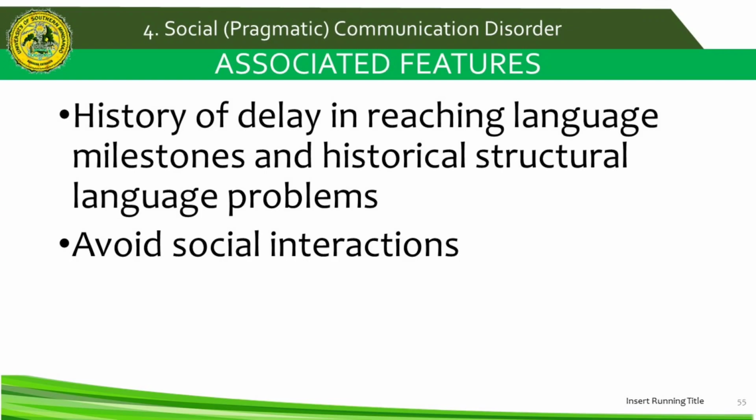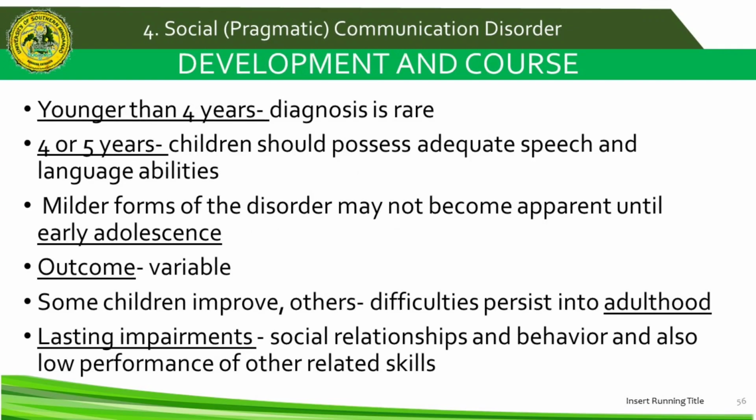Individuals with social communication deficits may avoid social interactions. Attention deficit hyperactivity disorder, emotional and behavioral problems, and specific learning disorders are also more common among affected individuals. For the developmental course, diagnosis is rare among children younger than 4 years. By age 4 or 5 years, most children should possess adequate speech and language abilities to permit identification of specific deficits in social communication. Some children may improve and others have continuing difficulties until adulthood. Early deficits in pragmatics may cause lasting impairments.